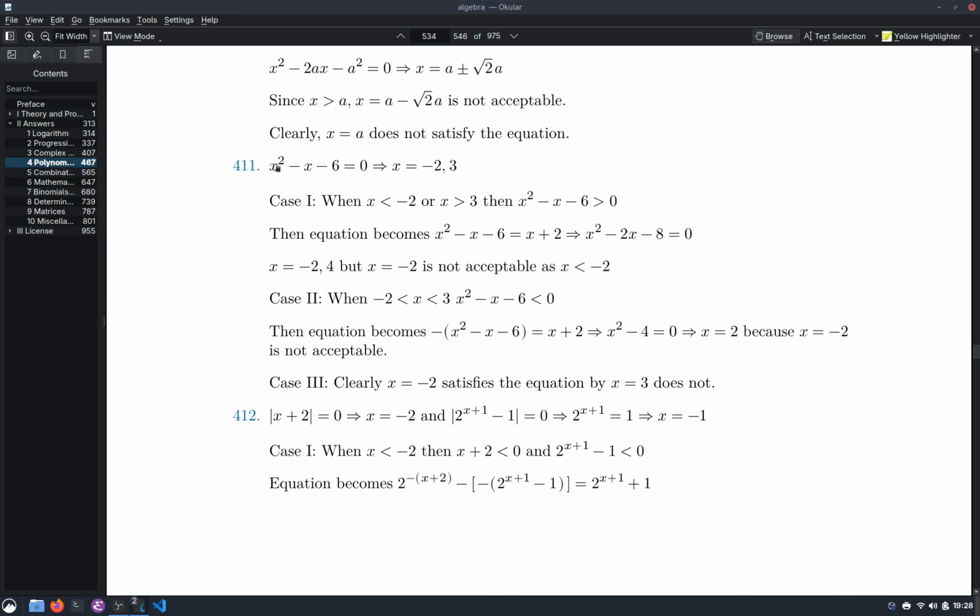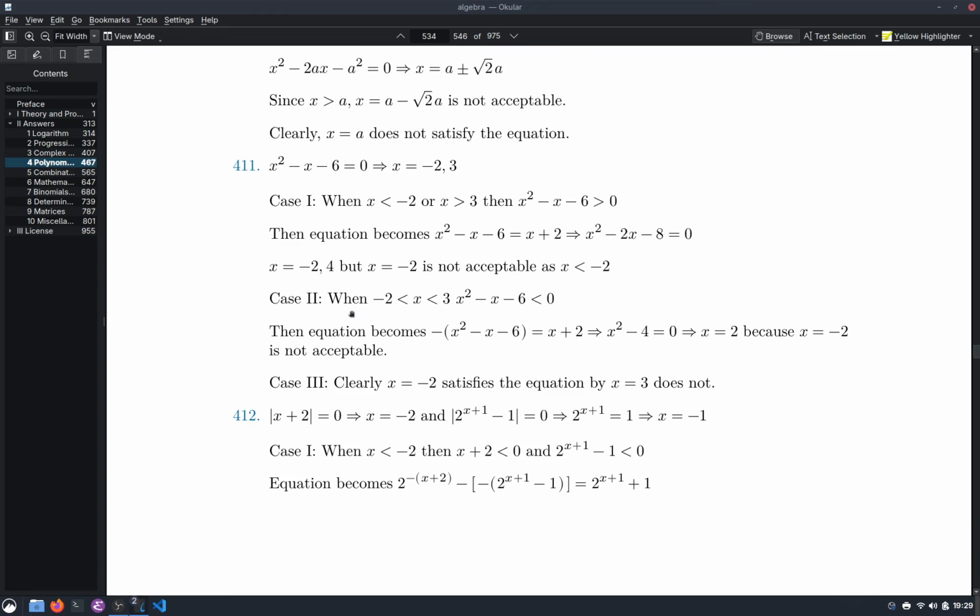So if x square minus x minus 6 is equal to 0, then we have two solutions for x, that is minus 2 and 3. Now the first case we pick is when x is less than minus 2 or x greater than 3. Then we see that x square minus x minus 6 will be greater than 0. So the equation will become x square minus x minus 6 is equal to x plus 2, or x square minus 2x minus 8 is equal to 0. That means x is equal to minus 2 and 4. But x is equal to minus 2 is not acceptable because x is less than minus 2. So x is equal to 4 is acceptable because x is greater than 3.